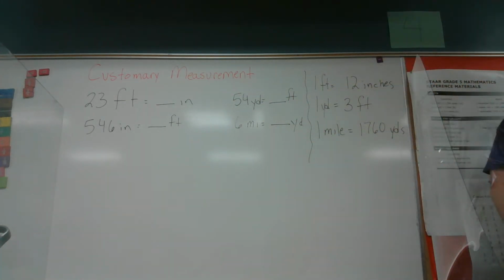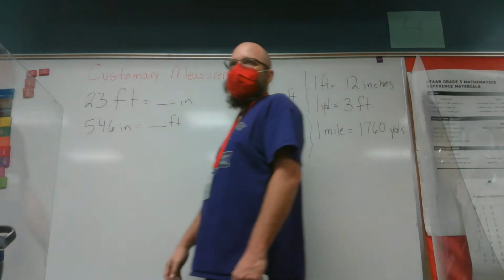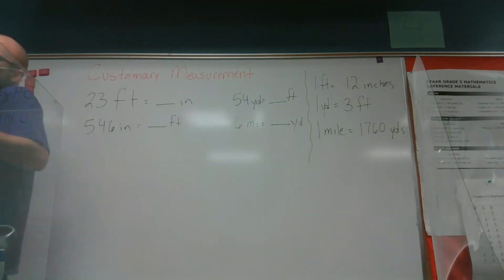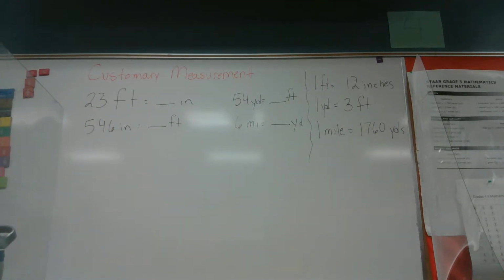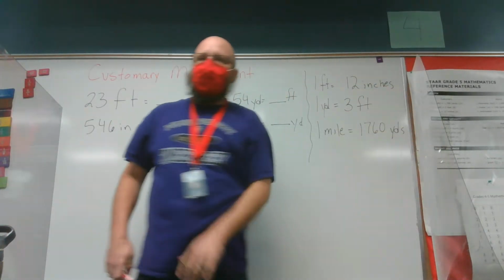We need to know 1 foot equals 12 inches. We need to know 1 yard equals 3 feet. We need to know 1 mile equals 1,760 yards. And we could also say that 1 mile equals 5,280 feet. That's not on our formula chart, but that's a fact, Jack.